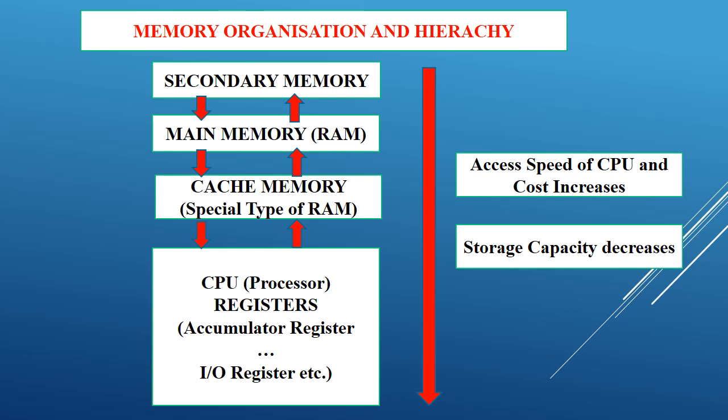In this diagram, the speed of the register is very high, that is, the accessing speed of register is very high. After that comes cache memory, then main memory, then secondary memory. If you look at the storage capacity, the storage capacity of secondary memory is very high compared to main memory, and the storage capacity of main memory is high compared to cache memory, and the storage capacity of cache memory is somewhat high compared to registers. So this is the hierarchy.